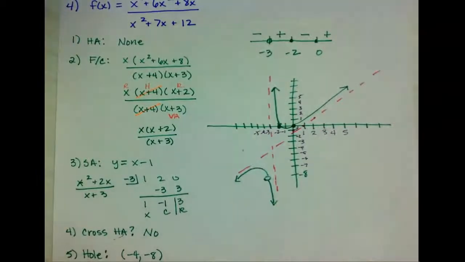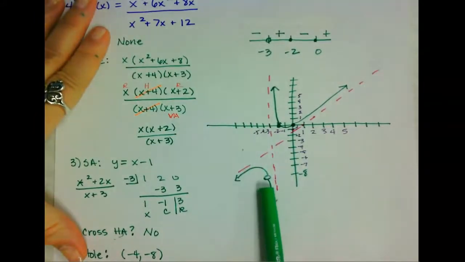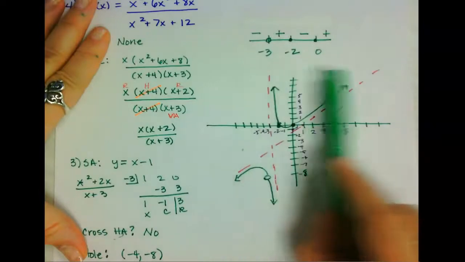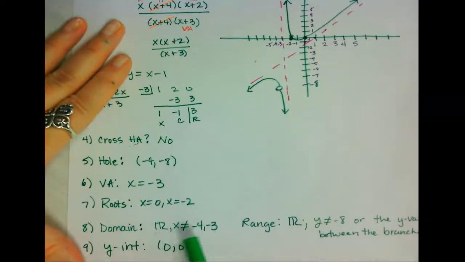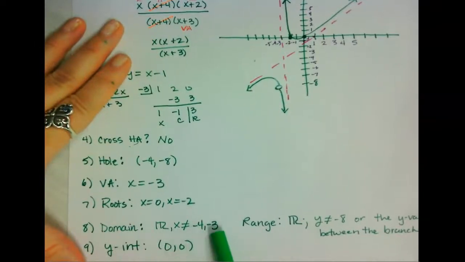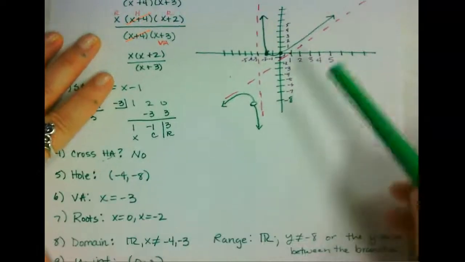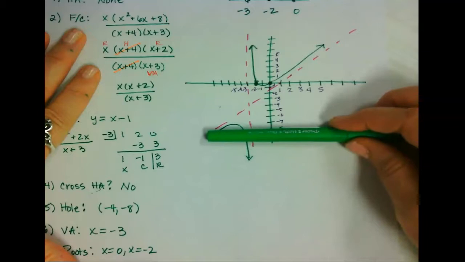So it's easy to tell your domain, because remember, your domain goes left to right. So I'm traveling this way. I'm skipping over the x value of the hole. I'm skipping over the vertical asymptote, and I'm going on out that way. So I have the domain is all real numbers, but x can't be -4 or -3. It's way easier to use this notation than to try and use the interval notation, because you're skipping your u's and stuff. And then the range goes bottom to top, so you're coming up to here and skipping that hole.